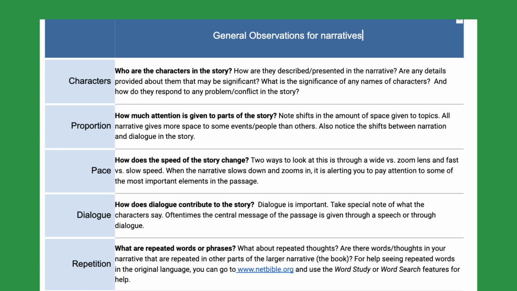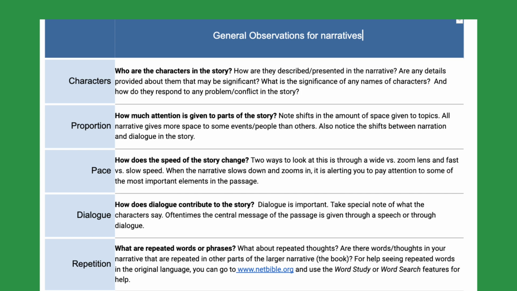Proportion. How much attention is given to parts of the story? Note shifts in the amount of space given to topics. All narratives give more space to some events and people than others. Also notice a shift between narration and dialogue in the story. This goes along with pace too, so I'll describe pace and then describe them together. How does the speed of the story change? Two ways to look at this are through a wide versus zoom lens and fast versus slow speed. When a narrative slows down and zooms in, it is alerting you to pay attention to some of the most important elements of the story or the passage. And so where does that story focus? And then how much proportion is given to a particular part of the story?